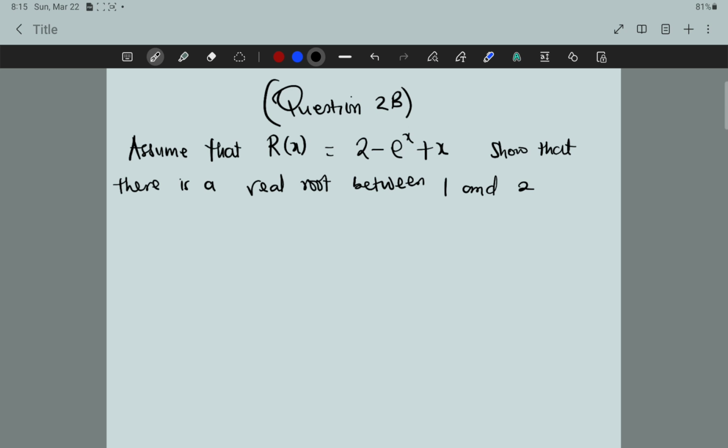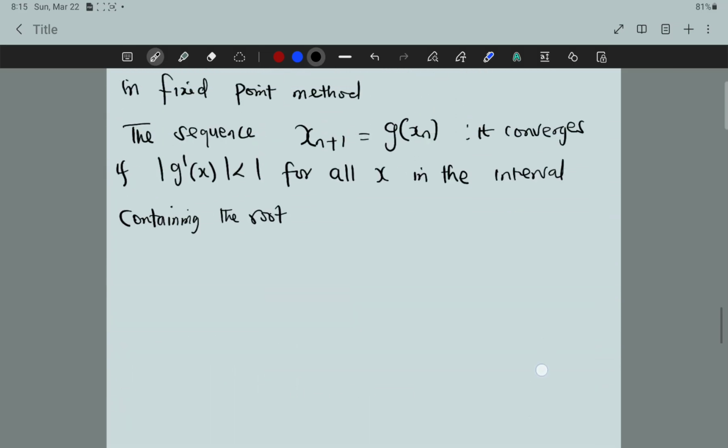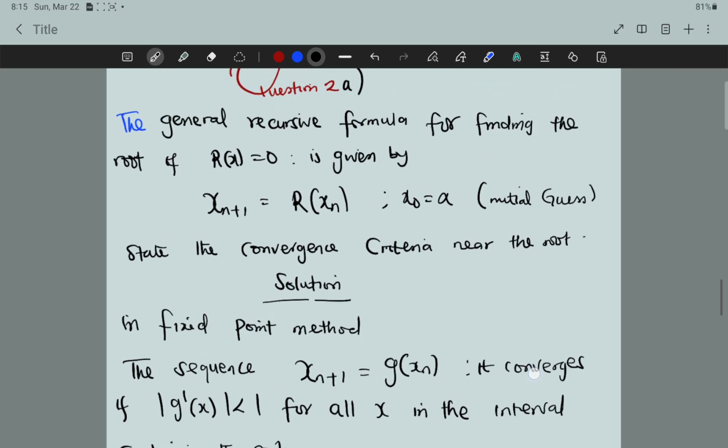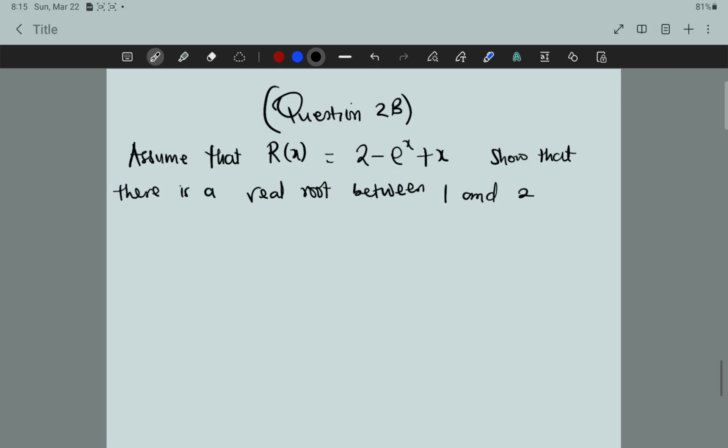All right. So how do we operate a fixed point method? This is a fixed point method. Yes, because question 2b was derived from question 2a, so let's use the fixed point method to solve this particular problem. Solution.